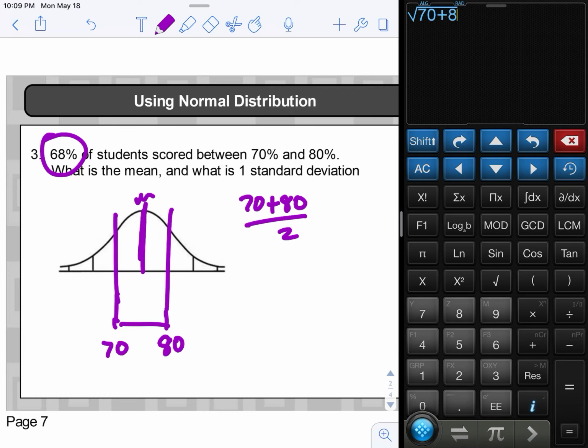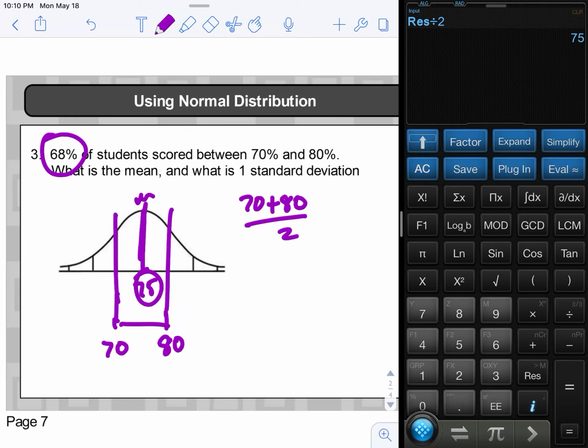70 plus 80. Some of you guys are like, I know the answer already. That's okay. 70 plus 80. Hit enter. You got to hit enter first. Divide by 2. 70 plus 80. Hit enter. Divide by 2. 75. All right, so that's the mean. Mean is 75.